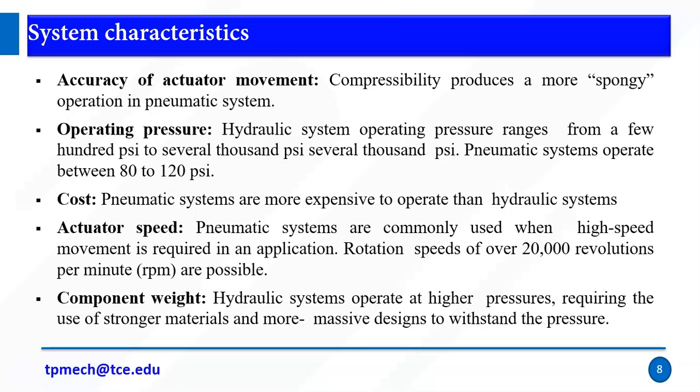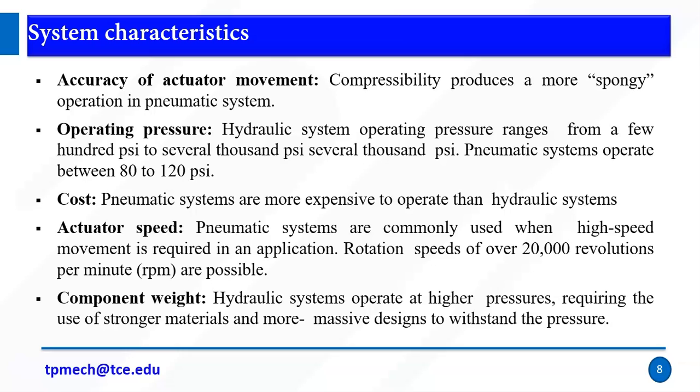The second one is operating pressure. The hydraulic system operating pressure ranges from a few hundred to several thousands. So we can use 100 to several thousand, but pneumatics operates at only 80 to 120 psi. So the pressure is very low, right? Cost wise, pneumatic systems are more expensive to operate than hydraulic systems, right? Even though air is available everywhere, the component cost is very high compared to hydraulics. Pneumatic cost is very high.